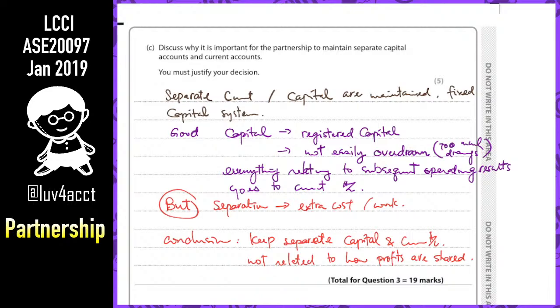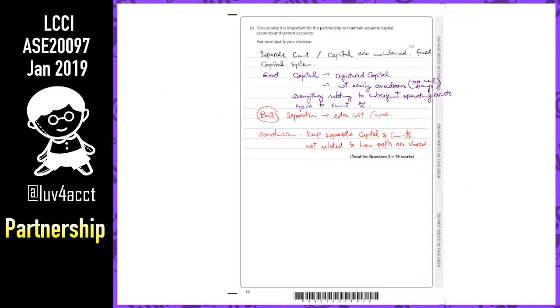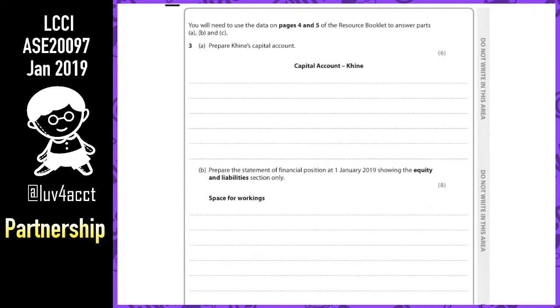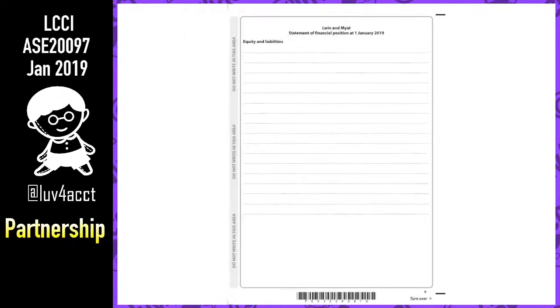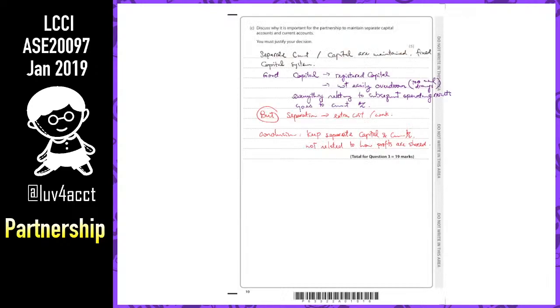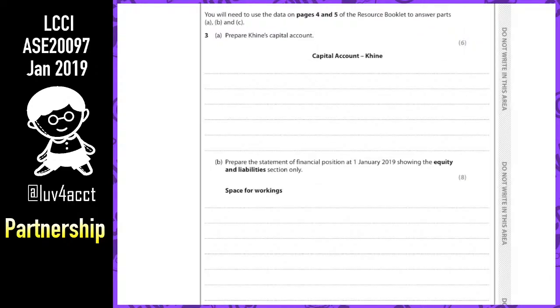So in the mark scheme, it also mentioned it is easier for the calculation of interest on capital. Okay, this is also one of the points that you can give. So let us go back to the calculation. We have to work on the capital account of Kind, and then prepare the statement of financial position as at 1st of January, the equity and liabilities part, and then done. Not much to do.